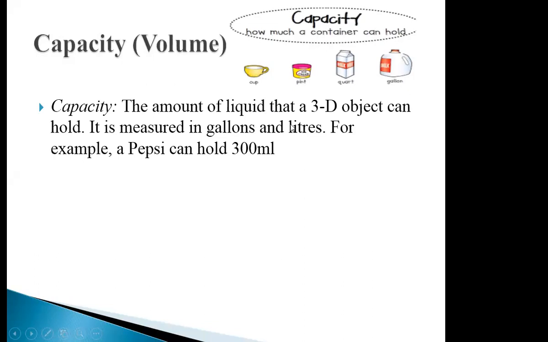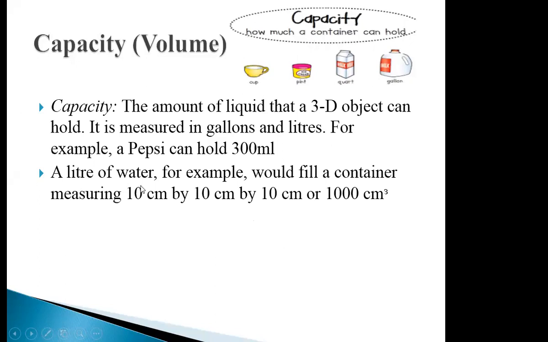The amount of liquid that a 3D object can hold. It is measured in gallons and liters. For example, a Pepsi can holds 300 milliliters. Now you have different bottles of Pepsi, 1.5 liter, 1 liter, right? So the capacity varies. But over here we are talking about liquids. Okay, is this clear? Capacity?